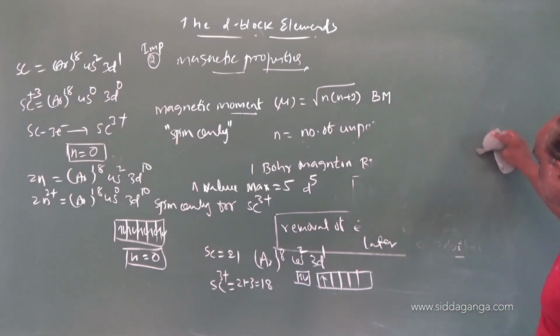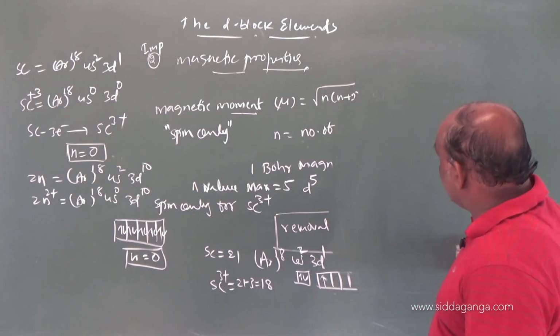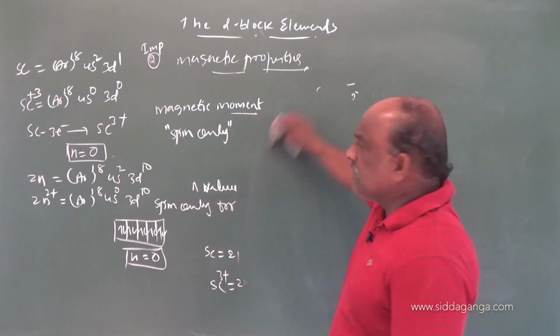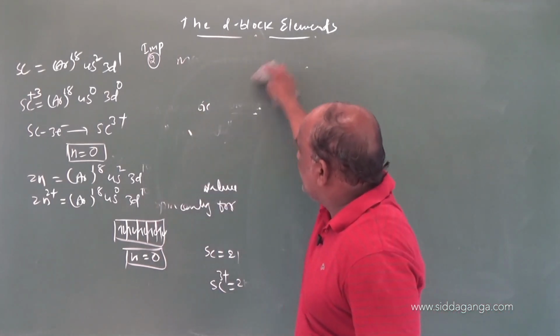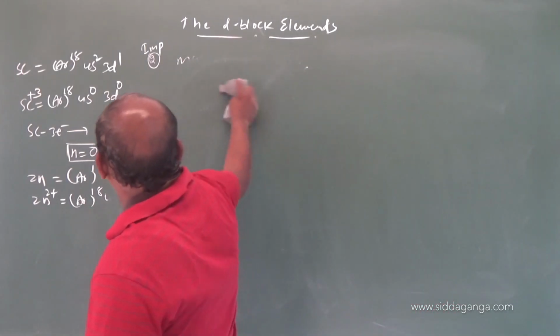So make a note, my dear students. Now we will discuss some more examples regarding these magnetic properties. Each electron is associated with two spins. One is spin only, and the second one is angular orbital.